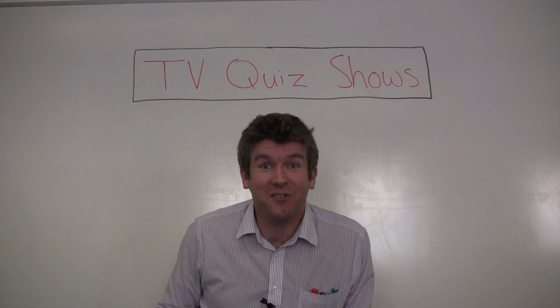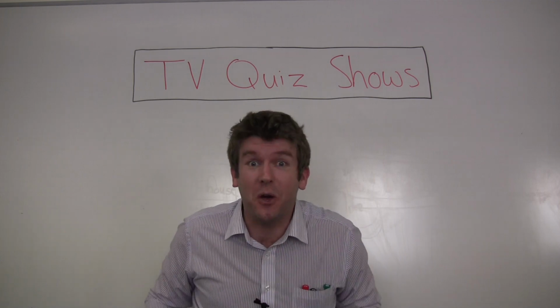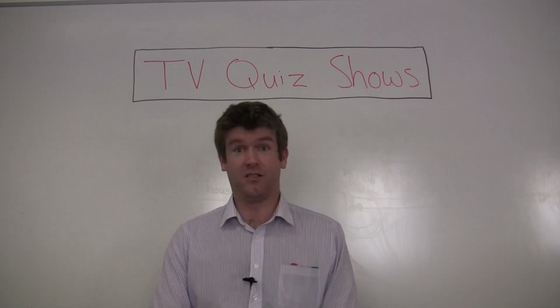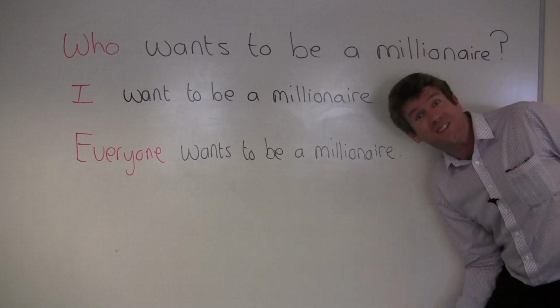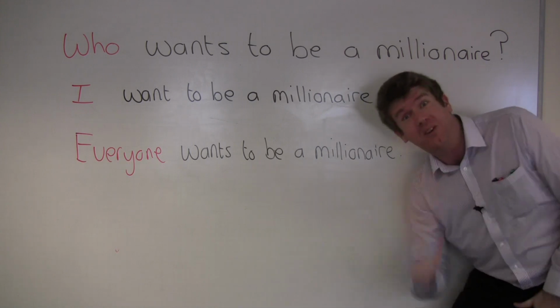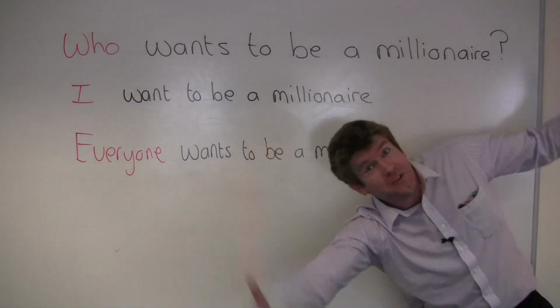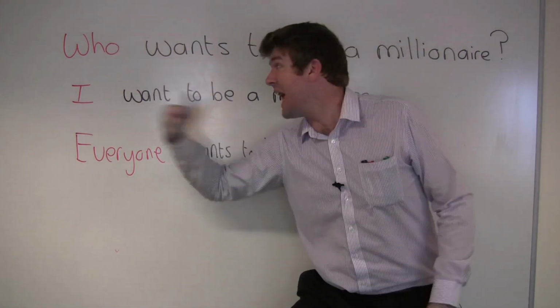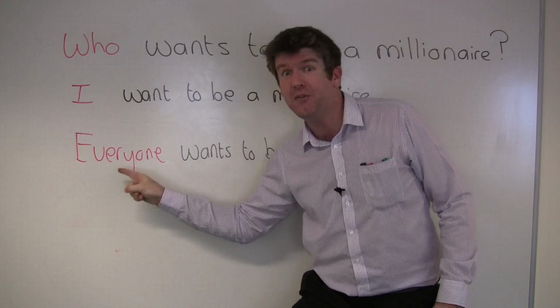to the questions carefully because a lot of them don't have an auxiliary verb. Who wants to be a millionaire? I want to be a millionaire. Everyone wants to be a millionaire. Who? Subject of the answer. I and everyone.